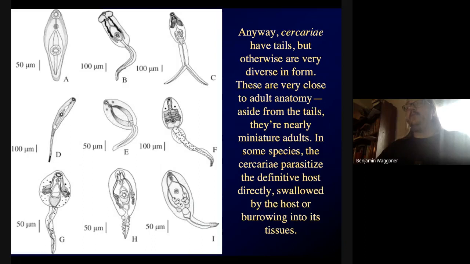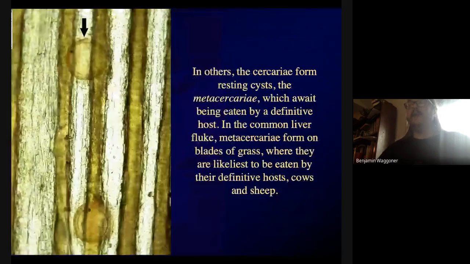As we've said, some cercaria will burrow or be swallowed by the definitive host. Others form metacercaria, and these are actual metacercaria of Fasciola, the sheep liver fluke, on blades of grass. So the metacercaria will just hang out there and wait for a sheep to eat it. Incidentally, humans can get Fasciola. We can get infected by the sheep liver fluke. It doesn't happen very much because humans don't normally eat grass.